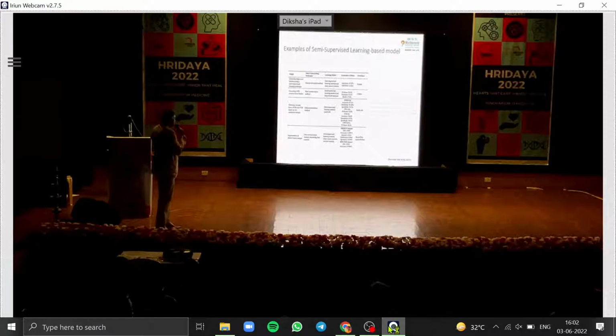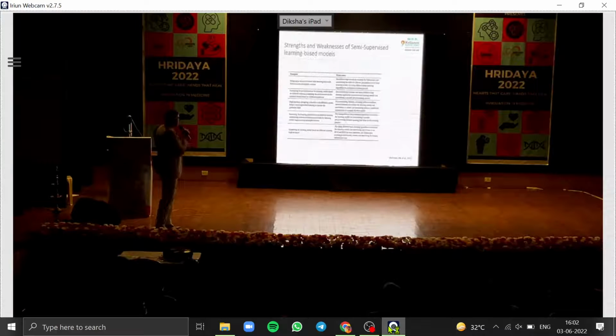This is the semi-supervised learning model. Again, accuracy rates all drop as compared to supervised. So we're trying to figure out whatever is the best method, and more data always helps.